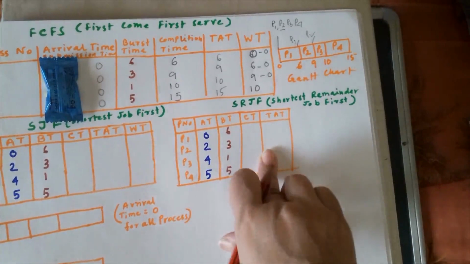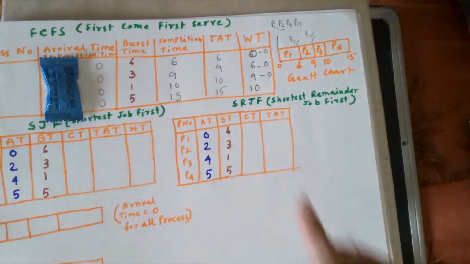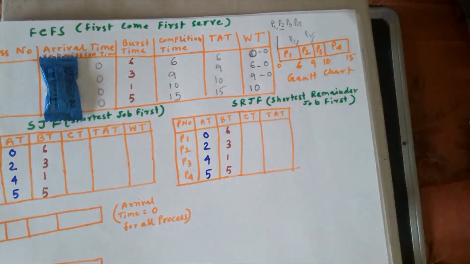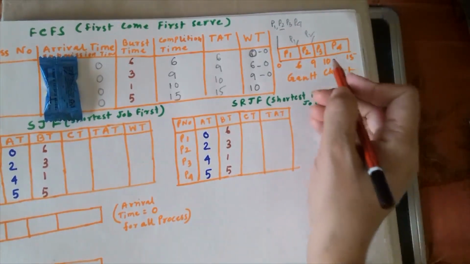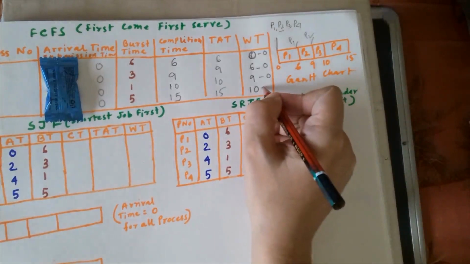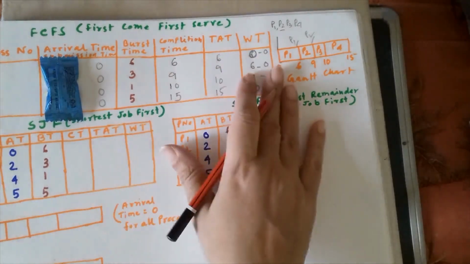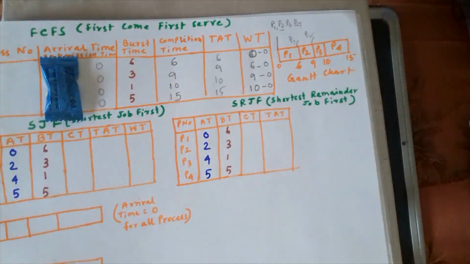Why am I writing that minus thing? It will be clear when I consider arrival time. Okay, now what about P4? P4 has started at 10 and arrived at 0. So 10 minus 0. This is the time it has waited. Hopefully it is clear. Now I will just remove this and I will consider the arrival time.